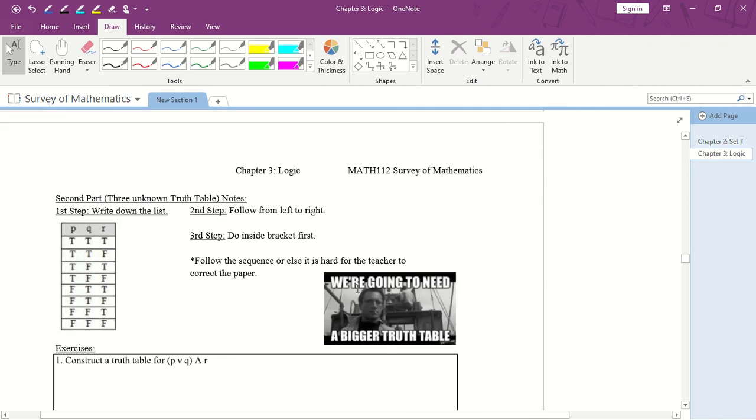And now we enter the second part here, which is three unknown truth tables. Okay, just now we discussed the two unknown truth table, and now we are discussing the three unknown truth table. Don't be worried about it, because it's exactly the same idea on how to do it, but just a bit longer here. Just now we only had P and Q, so we only had true, false, however now we are entering three unknowns here. So it's kind of longer, but it's easier to remember, okay?